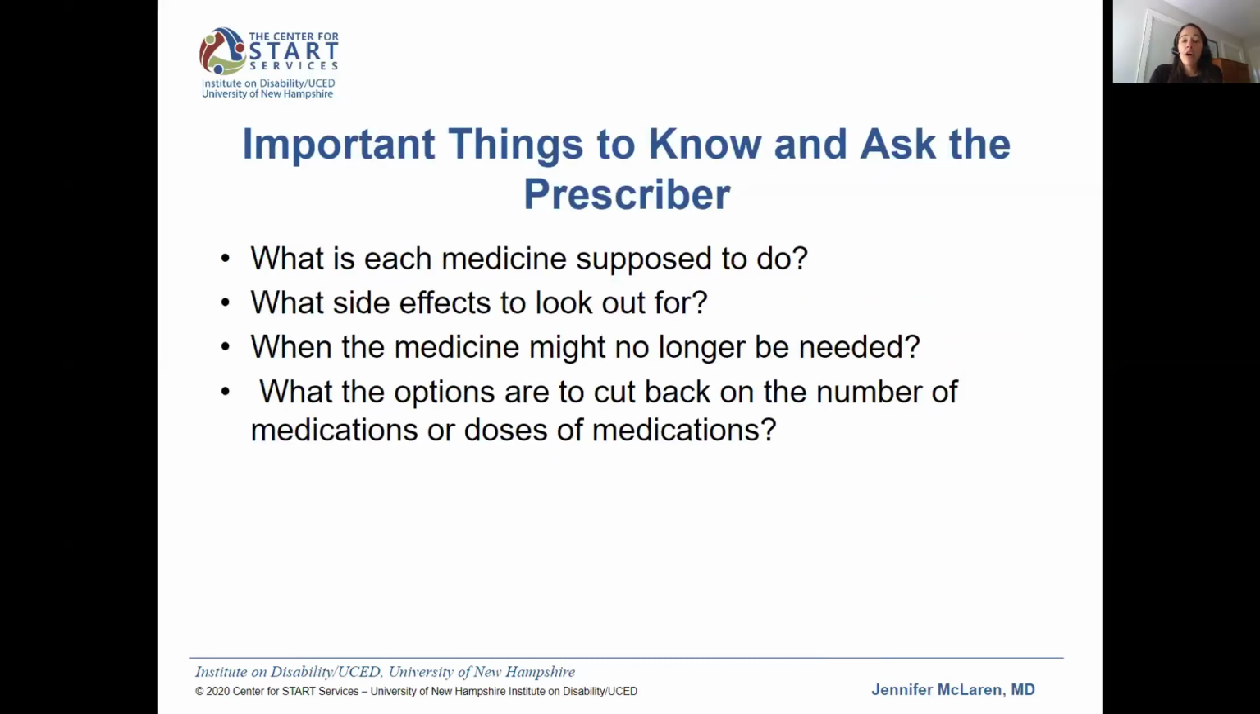So I encourage all of you to ask these 4 questions of prescribers when somebody's on a complex medication regimen or on any medication. And I encourage you to do this for yourself, for your loved ones, and certainly for the individuals with IDD who you're caring for.